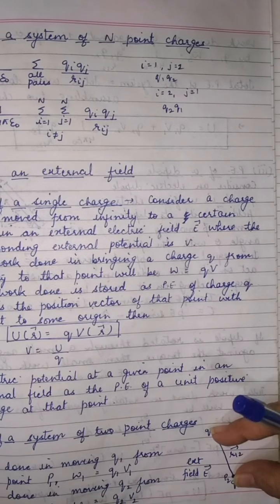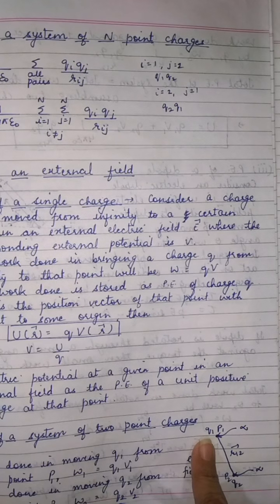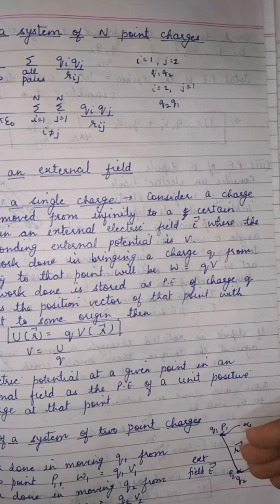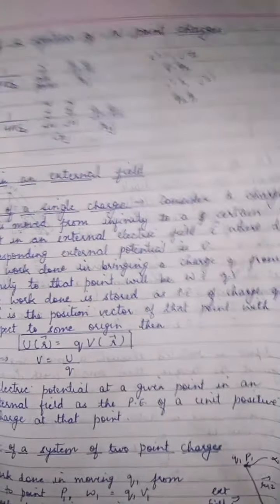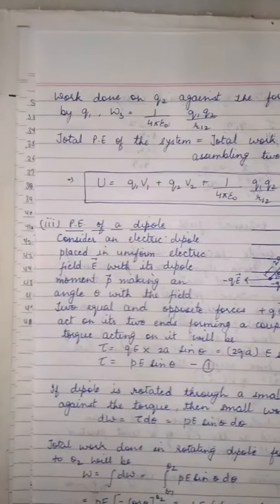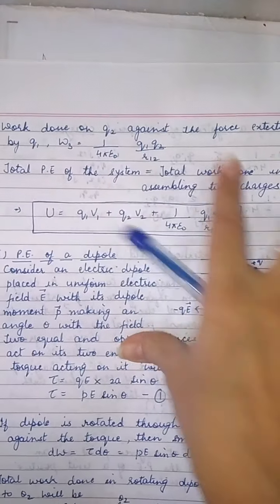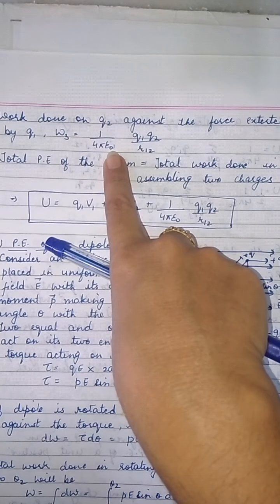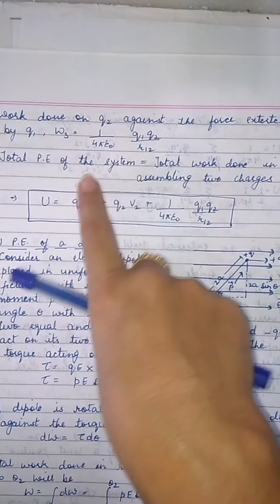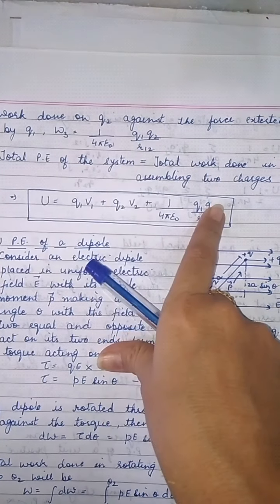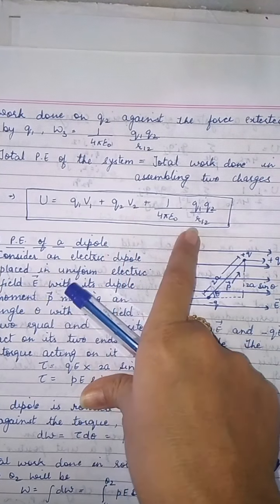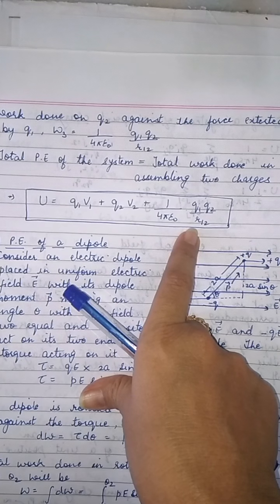Now since there are two charges in the system, there will be interaction between the two charges, and we have brought the first charge Q1 first and then Q2. So there will be an electrostatic force between the two charges. So the work done on Q2 against the force exerted by Q1, that is W3, is equal to 1 upon 4 pi epsilon naught Q1 Q2 upon R12. Now the total potential energy of the system is the total work done. So the total work done is, first Q1 V1, second Q2 V2, and the third is 1 upon 4 pi epsilon naught Q1 Q2 upon R12.